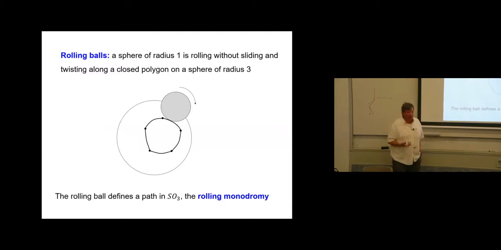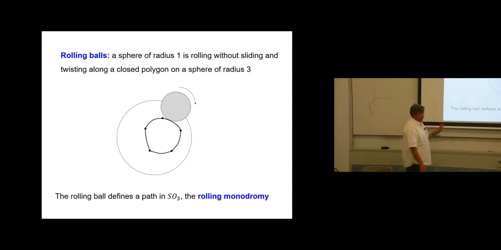So the rolling balls question is, as Maxime asked, more specifically: we draw a polygon. Each of the sides of the polygon on the big sphere is an arc of a great circle, and we roll on it, no twisting as you go along, no sliding. When you reach a corner, you stop. You don't move the ball. Then you start rolling again. It's the most intuitive way of rolling around.